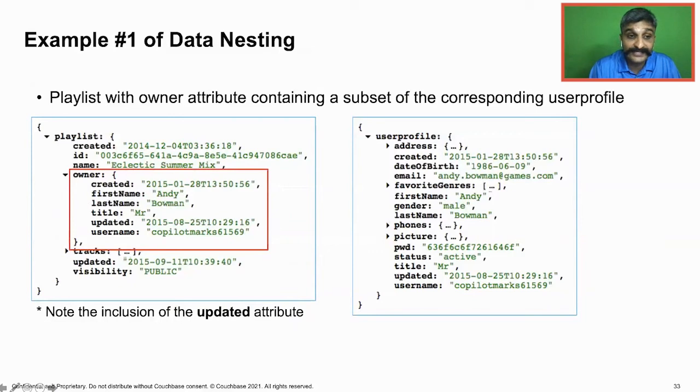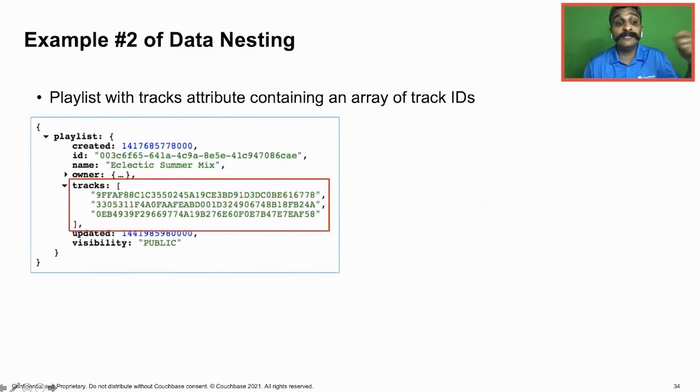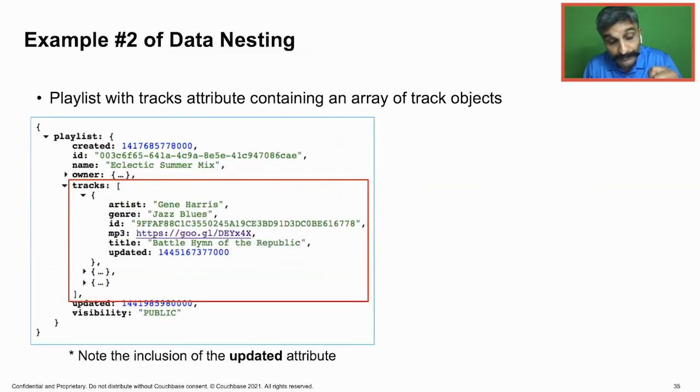Let me take another example. So playlist and the tracks. Tracks is an array of strings. So every time I have to read a track, I need to do multiple fetches. I need to do at least 3 fetches here to fetch the track ID, say the MP3, the genre, or whatever, right? So instead of storing something like this, what if I had nested the track documents, something like this, wherein I have an array of objects. Say I have the artist, genre, ID, and MP3 and title embedded within the playlist document itself, right? So I don't have to do multiple fetches now. However, be cautious about the size of the document.